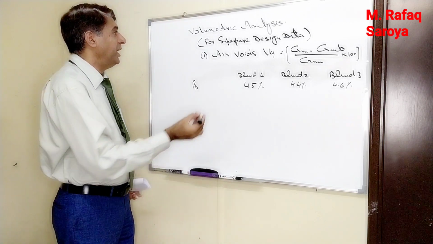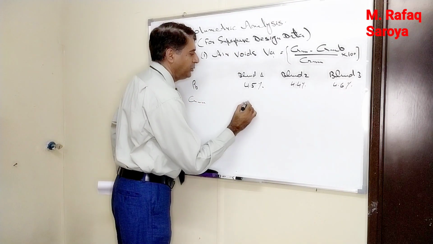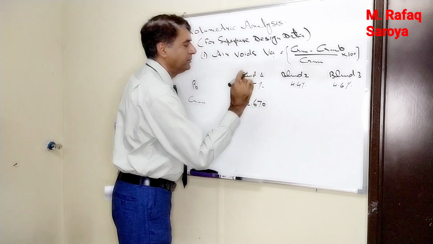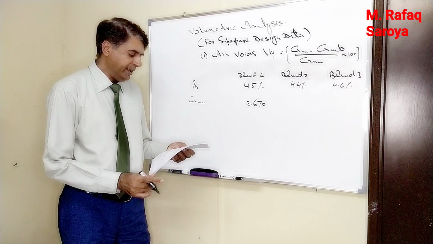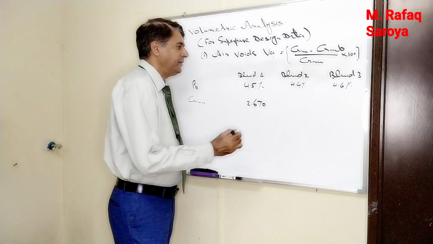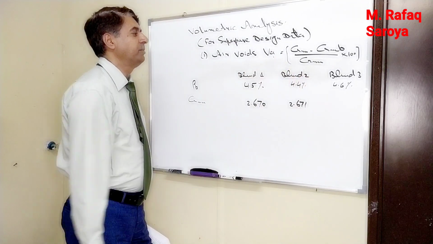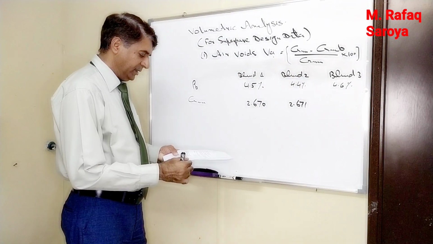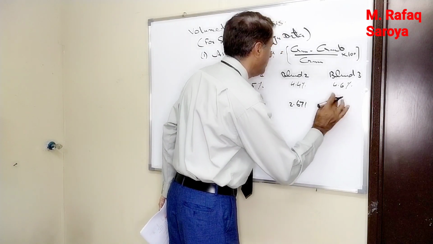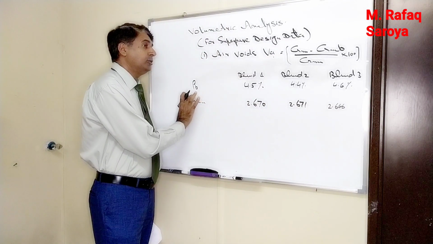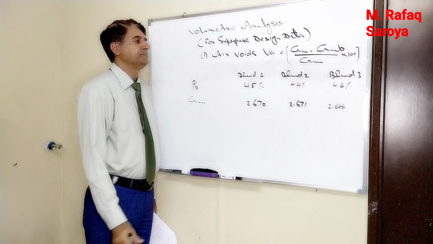Now with these blends, the values I have to use are GMM: 2.670 at trial blend number 1, 2.671 at trial blend number 2, and the last one, 2.666. These are the values of the theoretical maximum specific gravity determined at these percentages of the binder content.